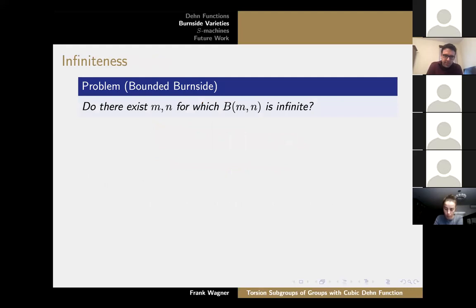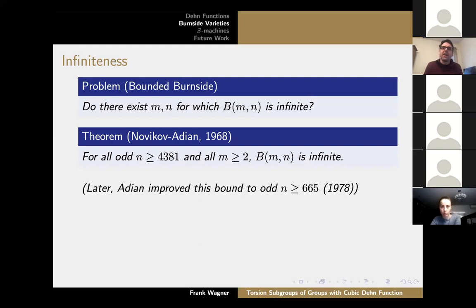Okay, so historically the Burnside problem dates back further than this, but I'm just going to talk about the bounded Burnside problem, which asked whether or not there exist m and n for which B(m,n) is infinite. The solution is from 1968 by Novikov and Adian. They showed that for all n at least some number, which was later improved by Adian, B(m,n) has to be infinite as long as it's not cyclic.